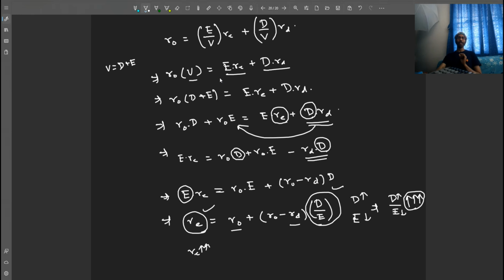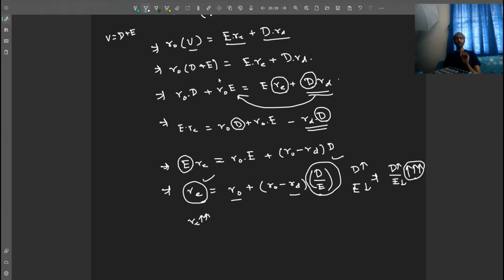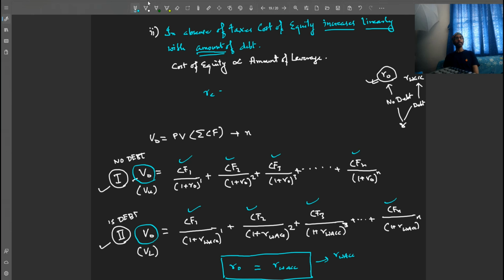So we have hence proved Miller and Modigliani's proposition number 2, that in absence of taxes, the amount of debt, that is D, increases the cost of equity. Let us write this equation separately. RE is equal to R0 plus R0 minus RD into D by E.